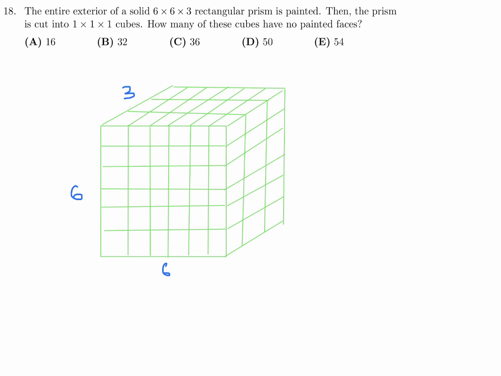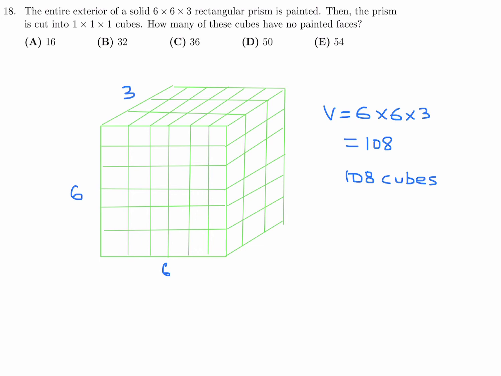Okay, so first of all, if you find the volume, it's obviously 6 times 6 times 3, and that is 108. Now, if I were to break that up into 1 by 1 by 1 cubes, there'd be 108 of those cubes, correct? Because each of those has a volume of 1. Now they're saying, when you paint this whole thing, how many will have no painted faces? Well, the ones that will have no painted faces are the ones that are inside, right? The ones that we can't see right now.